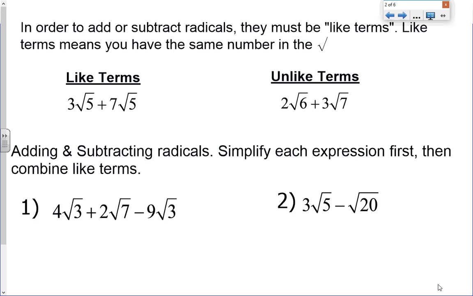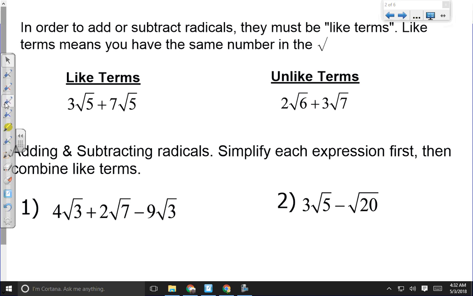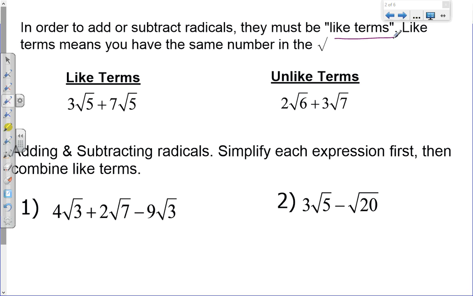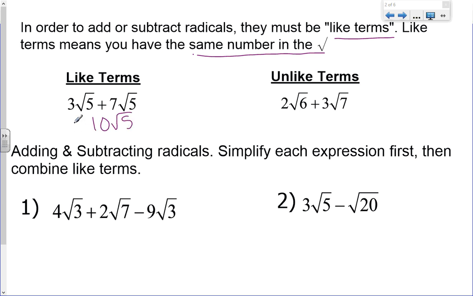What we have to think of here is that in order to add or subtract radicals, they must be what we call like terms. Okay? Like terms have the same number underneath the radical. For example, 3 square roots of 5 plus 7 square roots of 5, we would be able to call 10 square roots of 5 because we are combining that square root of 5. Yet 2 square roots of 6 plus 3 square roots of 7 cannot be combined together. The number under the radical has to be the same.